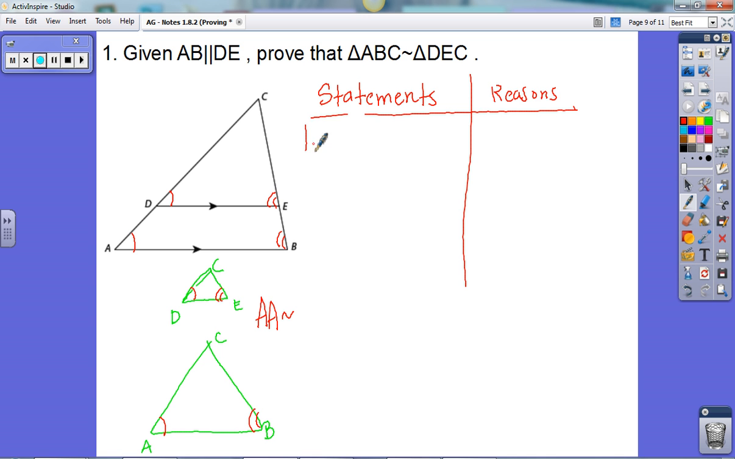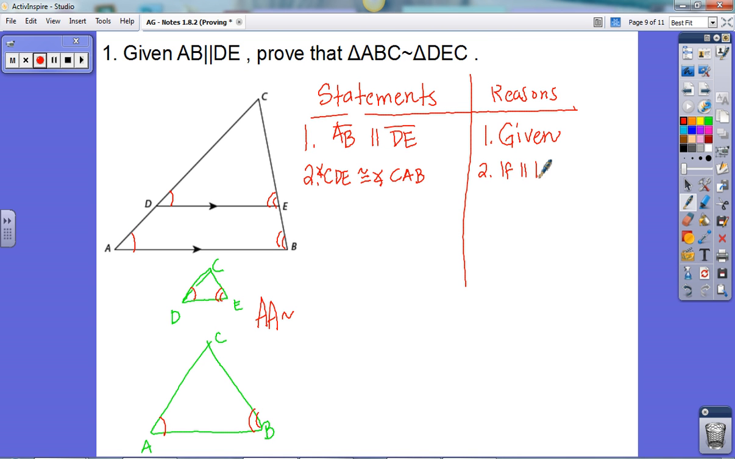Okay, we're going to start with our given that AB is parallel to DE. And our reason for that is our given. Alright, next we said that angle CDE was congruent to angle CAB, and our reason for that was because we had parallel lines.